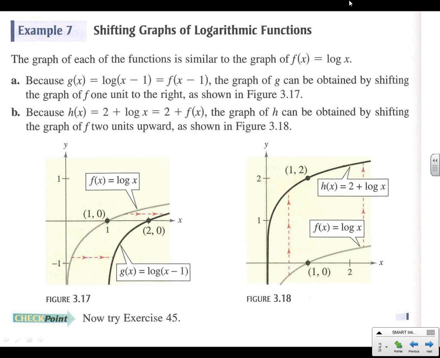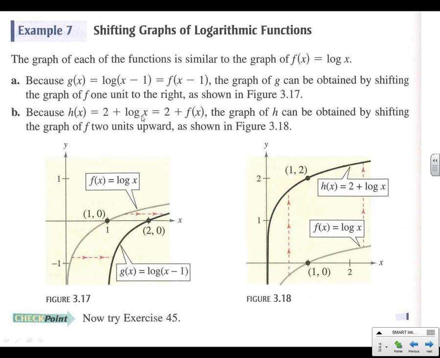All right, so let's talk about some shifts. Same logic going on in here. Log of x minus 1, we're going to shift right 1. So instead of hitting at 1, 0, now we're going to hit at 2, 0. Our asymptote used to be x equals 0. Now it's going to be x equals 1. We're just shifted over by 1.